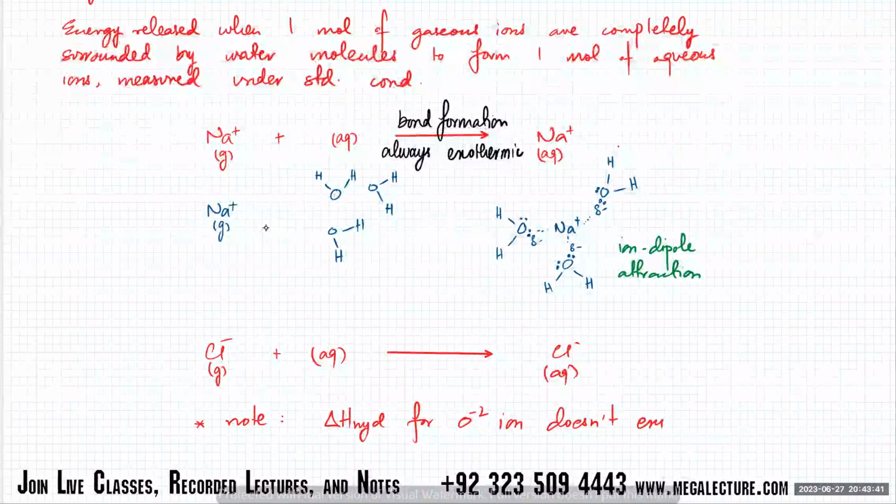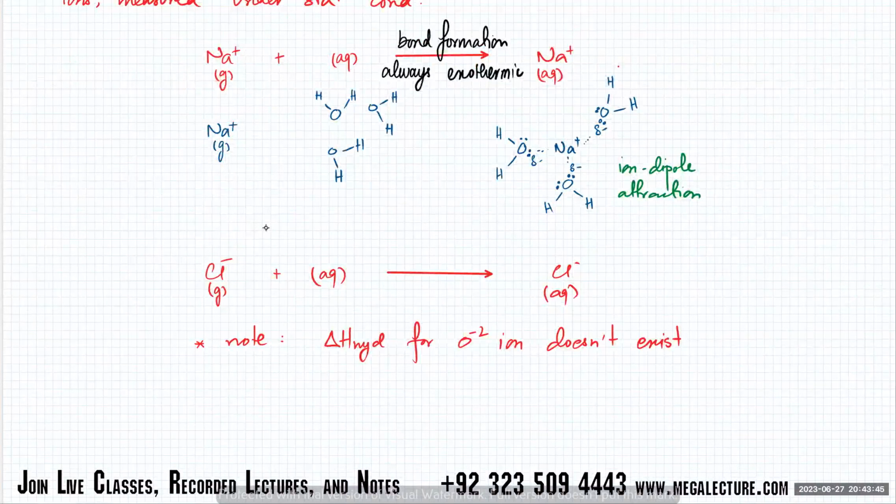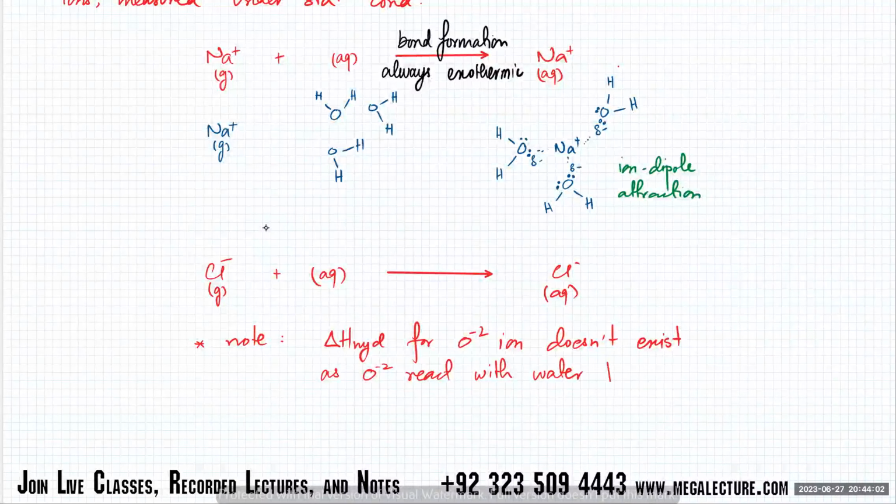Because the problem with oxide ions is that they don't actually get surrounded by water molecules. They actually end up reacting with water molecules. It doesn't exist. Why? Because oxide ions react with water instead, and they actually end up forming new products.